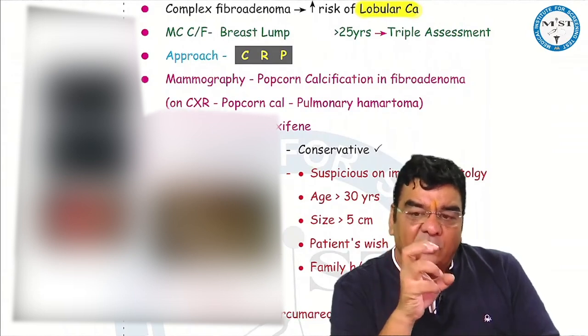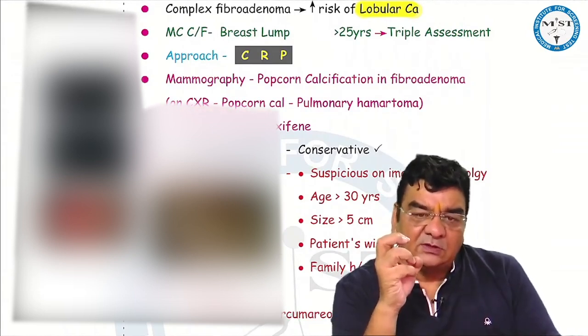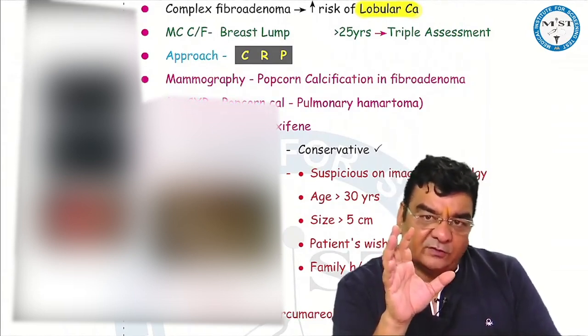What can be the indications for removal of these fibroadenomas? Generally, we wait up to 30 years of age.